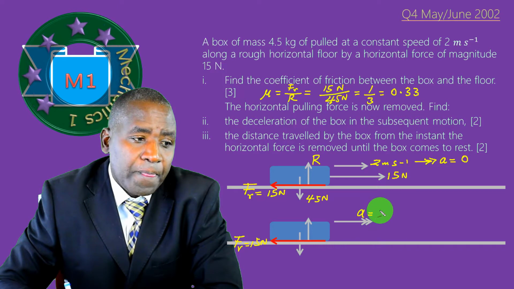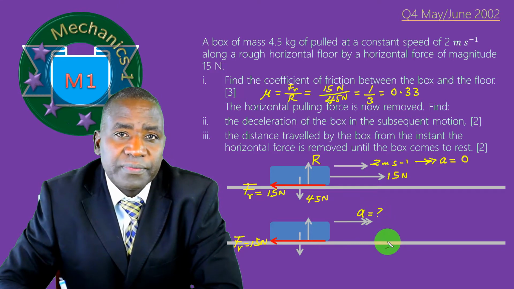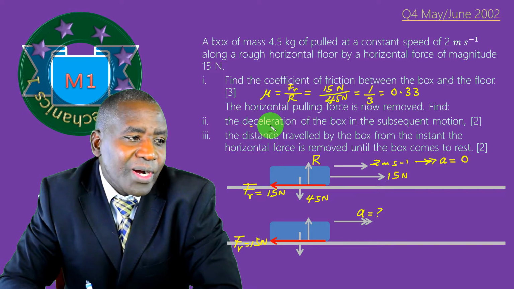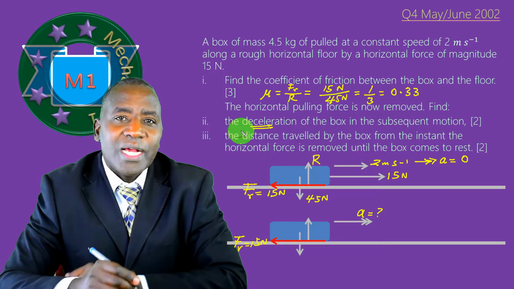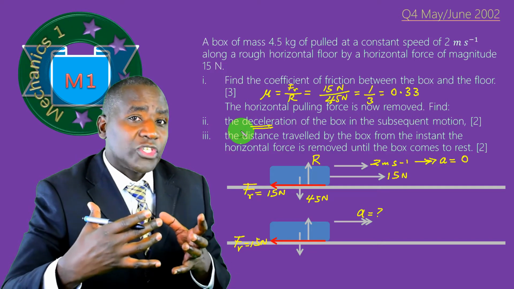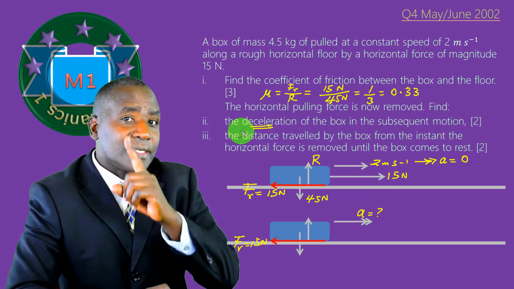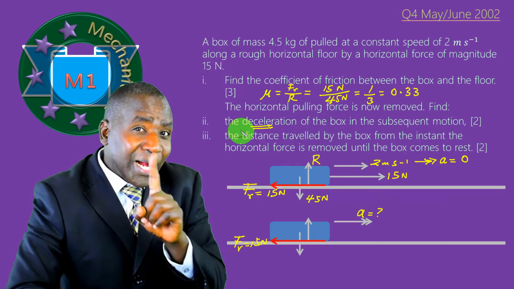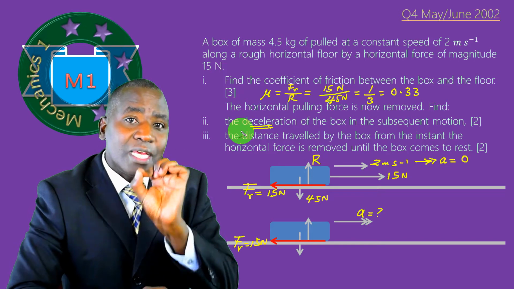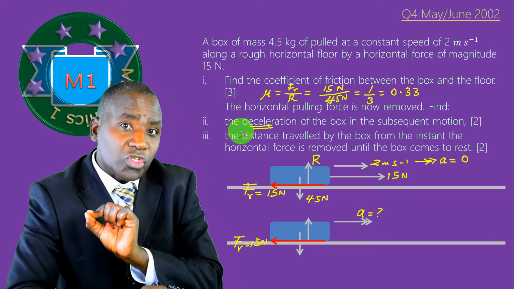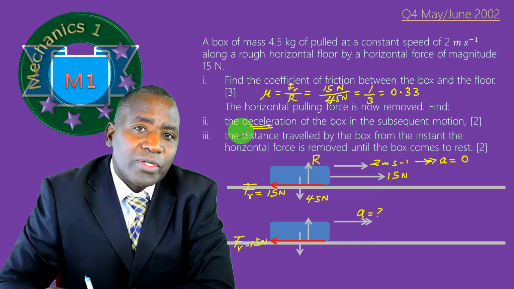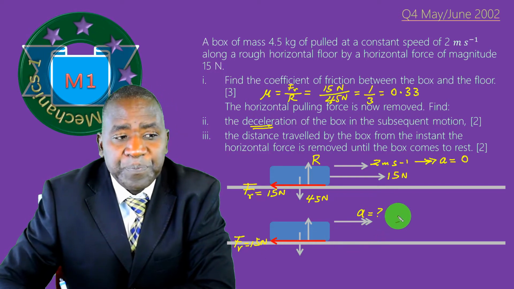And now I want to work out this acceleration. Notice how the examiner states it. Work out the deceleration. But when it comes to using equations, there is nothing like deceleration. Everything is acceleration. So always work out the acceleration. It will have a negative sign, and then state that value that you got, this time without the negative sign, and you will have stated the deceleration. This is what we mean.